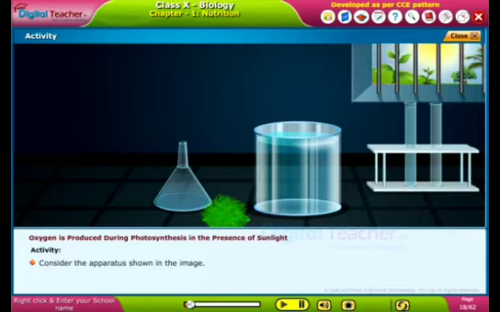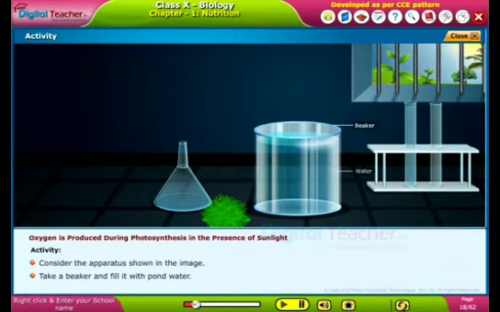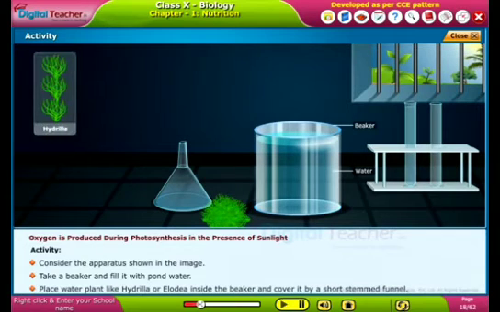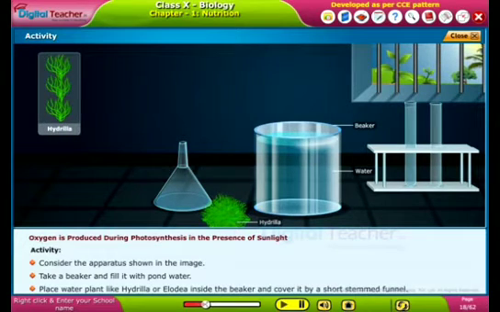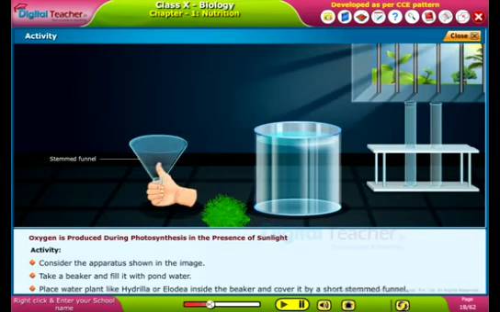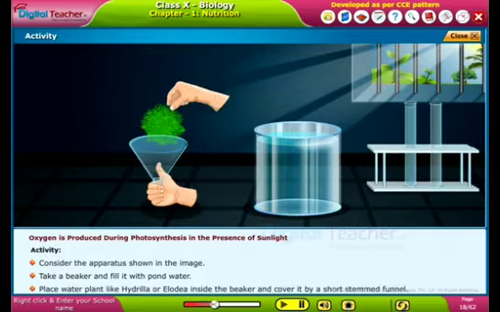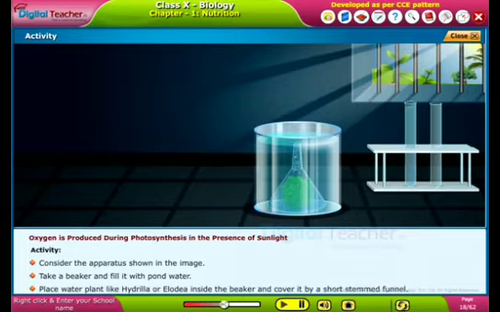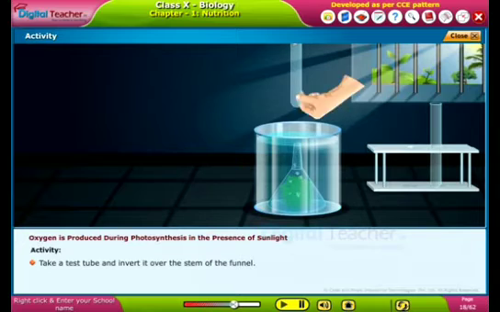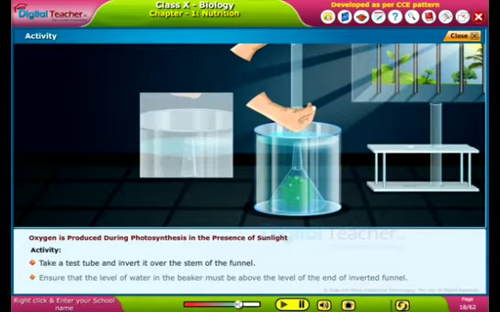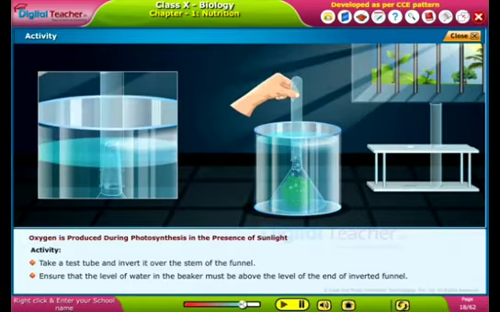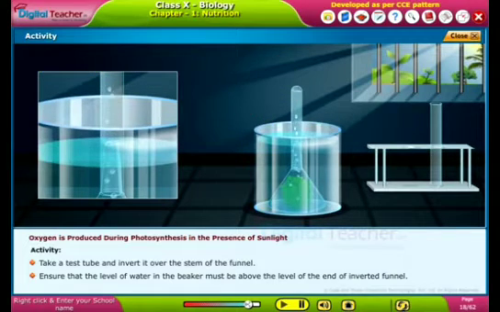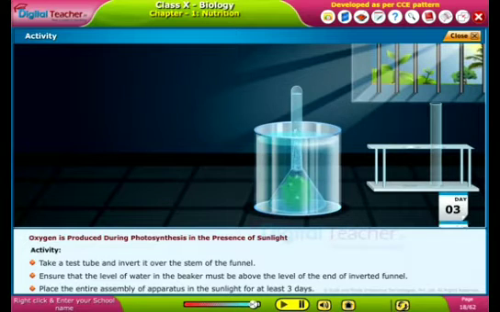Consider the apparatus shown in the image. Take a beaker and fill it with pond water. Place a water plant like hydrilla or elodea inside the beaker and cover it with a short stem funnel. Take a test tube and invert it over the stem of the funnel. Ensure that the level of water in the beaker is above the level of the end of the inverted funnel. Place the entire assembly of apparatus in the sunlight for at least 3 days.